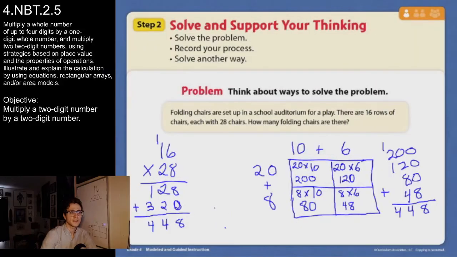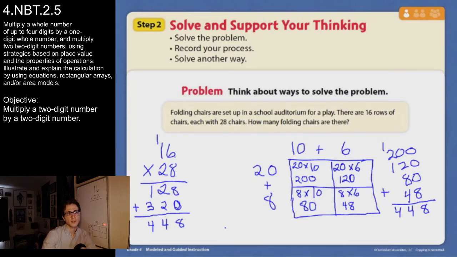So once you finish calculating, regardless of the method that you use, whether it be area model or stacking an equation like this, if you're multiplying and adding place value appropriately, you should still find that same answer of 448 chairs. And now breaking down this area model a little bit further and relating it to our stacked equation, let's take a look.